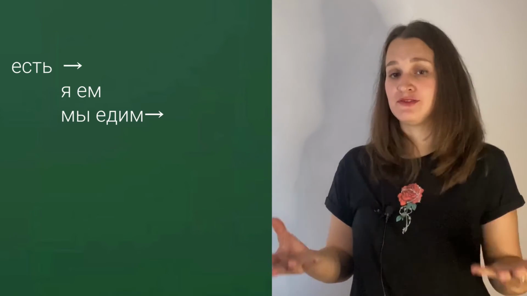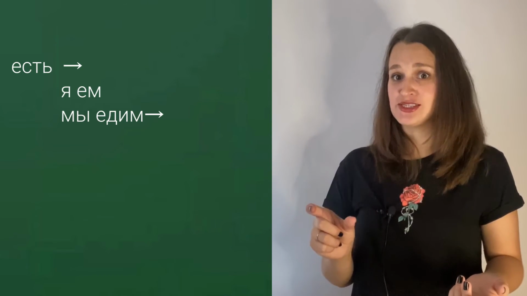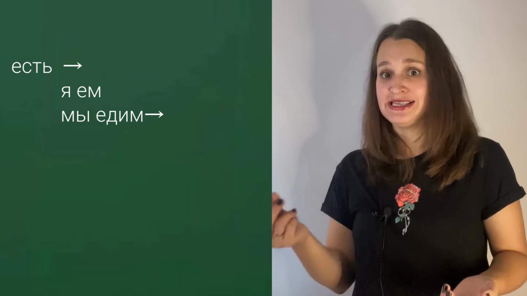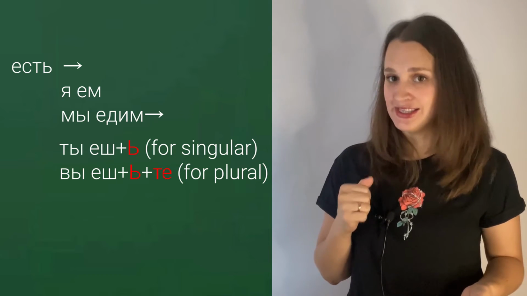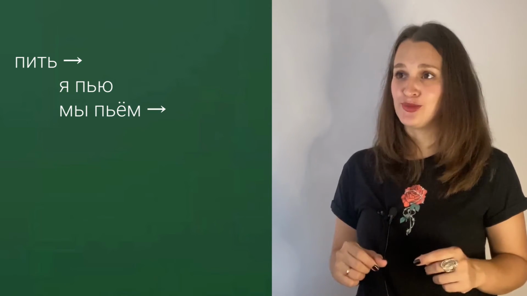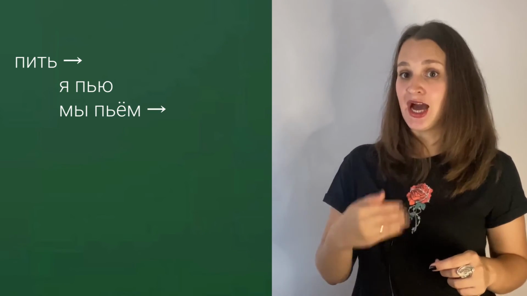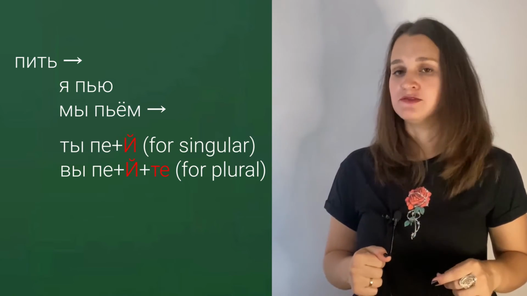Some verbs will have their own imperative forms. Exactly, it's not their own. The endings will be the same, but they will be formed in a different way. For example, the verb есть. It is a really very small verb. In the present tense, we will say я ем, мы едим. But the imperative forms will be ты ешь, вы ешьте. Or the verb пить, also a short verb. In the present we say я пью, мы пьём, but the imperative will be ты пей, вы пейте.